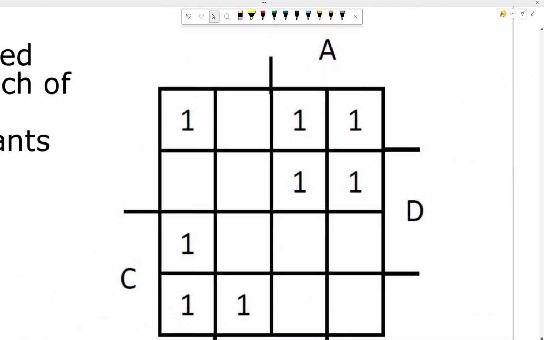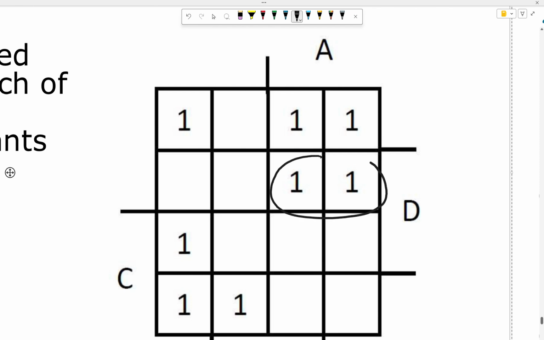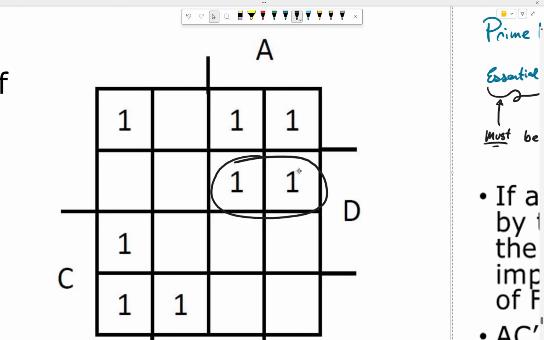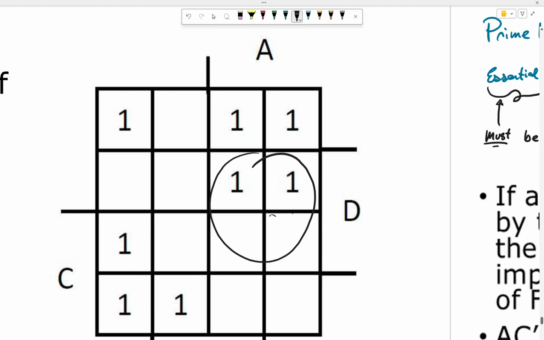So when we look at this K-map here, we can take this group here of 2. Is it an implicant? Yes. Why? It does not include any zeros in the group. If it was this group here, this would not be an implicant. However, is this a prime implicant? No. Why? Because it's not the biggest possible group that it can have in its current position, because it can become 4. Now, is this a prime implicant?